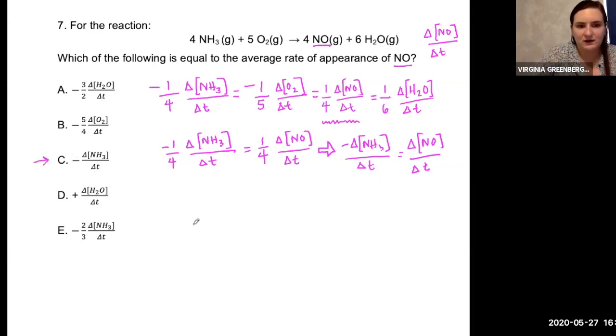in terms of water or oxygen instead. So if we were to write this out for oxygen, we would have negative 1/5 delta O2 over delta T be equal to 1/4 delta NO over delta T.